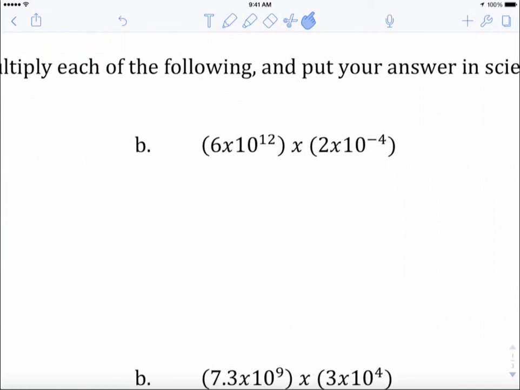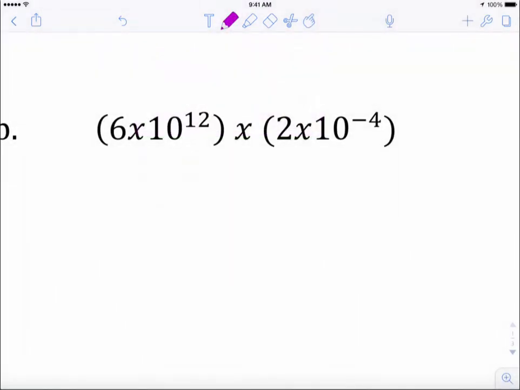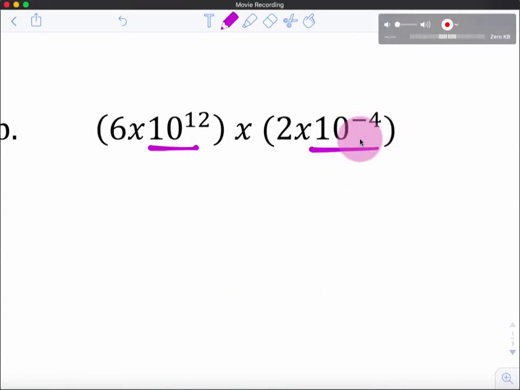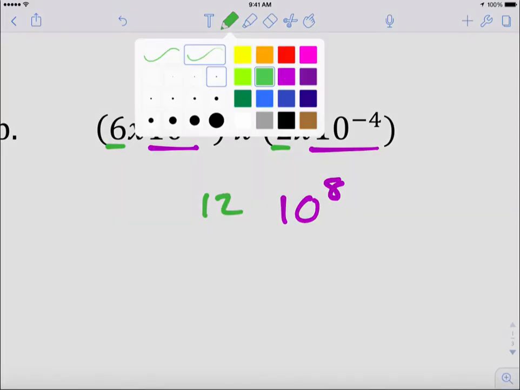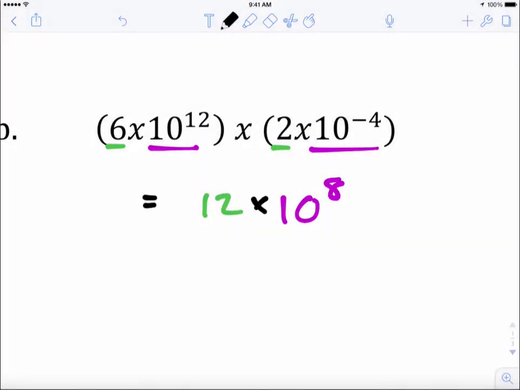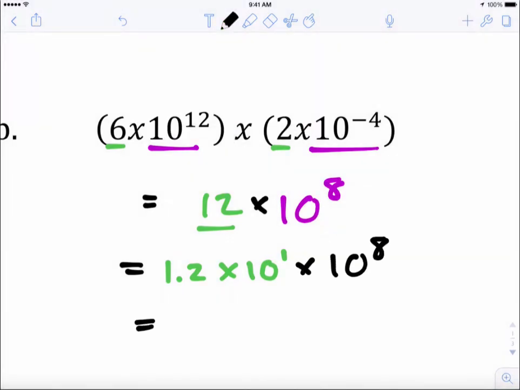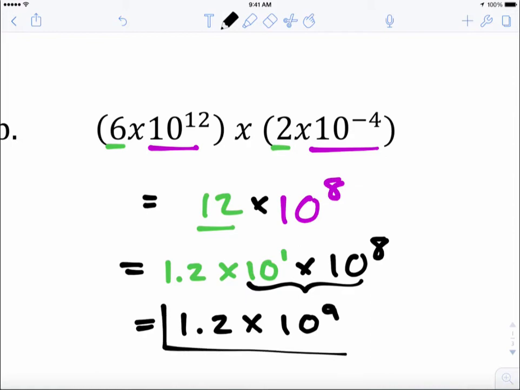Okay, so same idea as before. Let's go ahead and concentrate first on our 10s raised to powers. 10 to the 12th multiplied by 10 to the negative 4th. I hope we know that's going to equal 10 to the 8th power. And 6 times 2, well, that's 12. So we've got 12 times 10 to the 8th, not in scientific notation. I'm going to take this 12 and write it as 1.2 times 10 to the 1st. I hope that's no problem. Times 10 to the 8th. Aha. That tells me that if I wanted to write this in scientific notation, it's 1.2 times 10 to the 9th power.